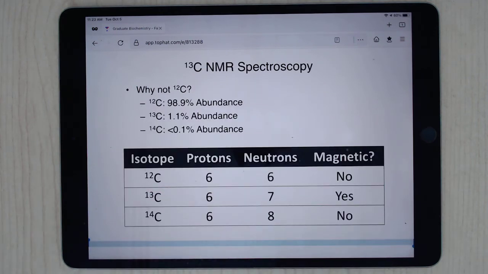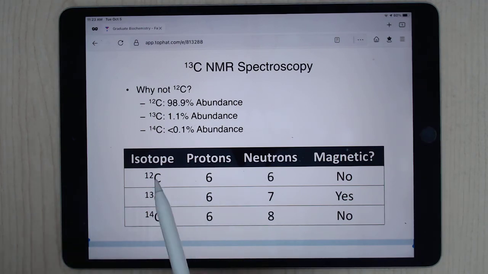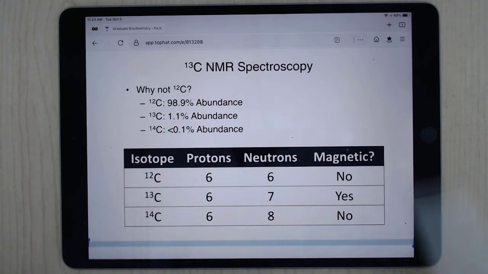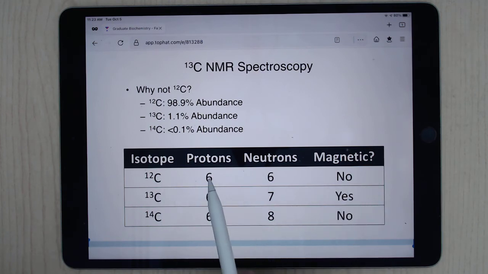Now for carbon NMR, one of the problems with carbon NMR is that carbon 12, which is approximately 99% of all the carbon on the planet, does not have a magnetic nucleus, right? Because it has 6 protons and 6 neutrons. Neither of these is odd, so it doesn't have a magnetic moment. Only carbon 13 does, because it has 7 neutrons. But the problem is it's only like 1% of the sample.